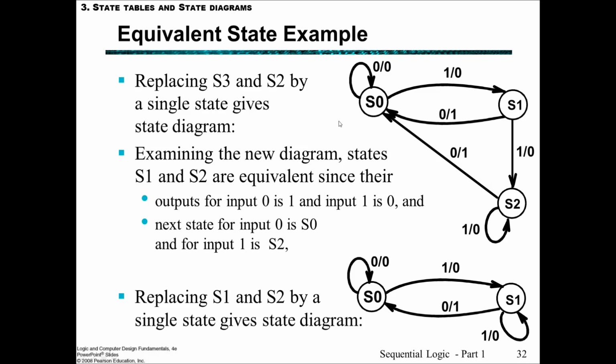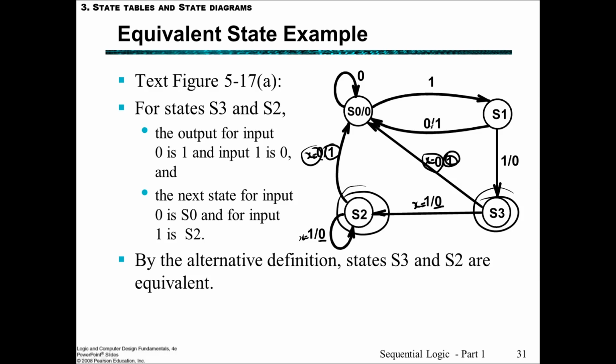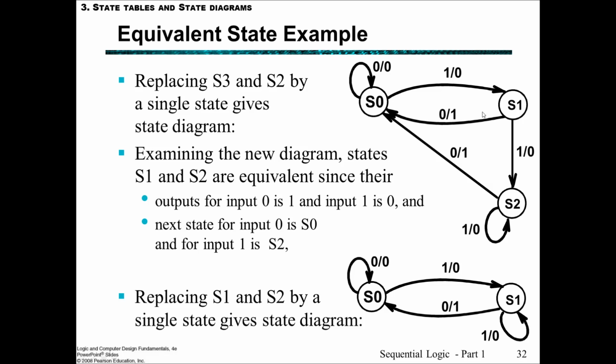And so we can replace state S3 and S2 by a single state, and this gives the state diagram like this. Where before we had state 0, state 1, 2 and 3, now we have state 0, state 1 and only a state S2. But if we look at this new diagram again, we see that when we're in state 1 and we have x equals 0, or if we're in state 2 and we have x equals 0, then we have an output of 1 from either state. Or we're in state 1 and we have x equals 1, or in state 2 and we have x equals 1, then we have an output of 0 in either case. So therefore states 1 and 2 are also equivalent.